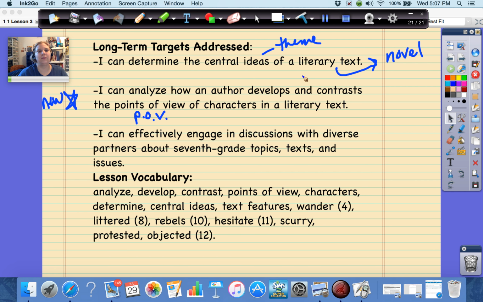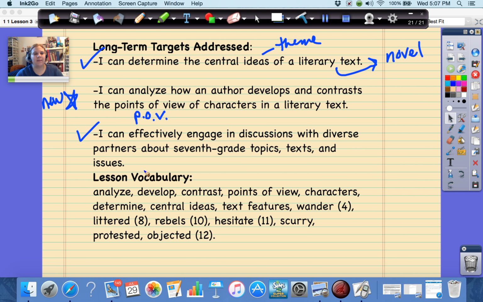Point of view in literature is very important. I can effectively engage in discussions with diverse partners about 7th grade topics, texts, and issues. So we have had this one before, and this one before, and this one's new.